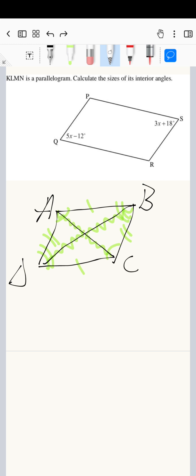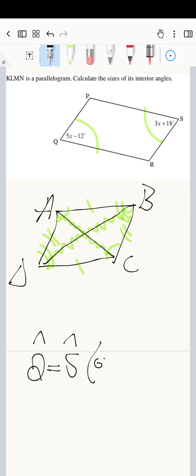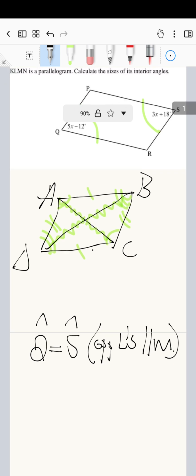Now, the question above tells us that our shape is a parallelogram. One of the things we mentioned was that in your parallelogram, your opposite angles are equal. So whatever that angle is, this one will have to equal the same thing. That's what we're going to say in order to solve for x in our question above. So let's say angle Q equals angle S. How do you know that they are equal? Well, opposite angles of our parallelogram are equal.